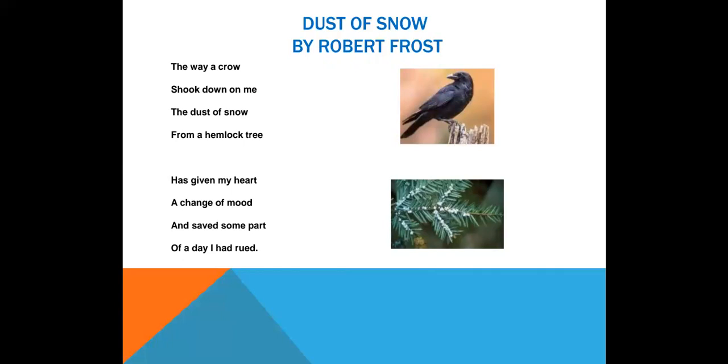As you can see, the way a crow shook down on me, the dust of snow from a hemlock tree. So this is the line going on, and the poet has been dividing that line into 4 lines, fine, and without any punctuation marks. And why does the poet use it? Just to give the rhythm to the poem, he has been using it.